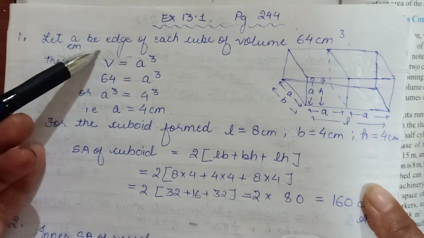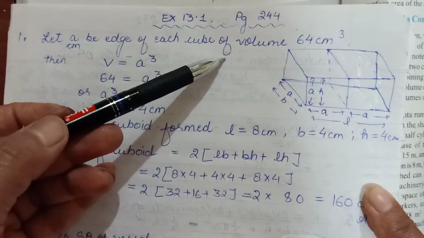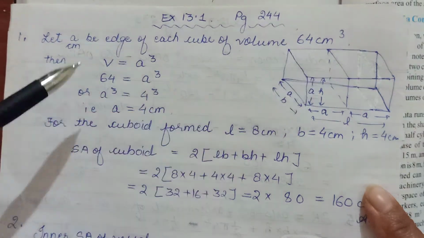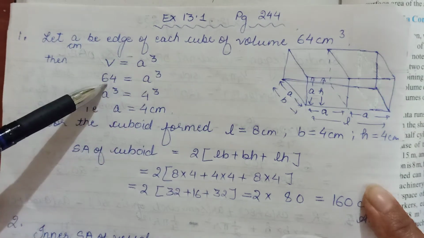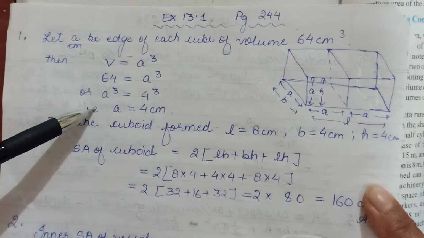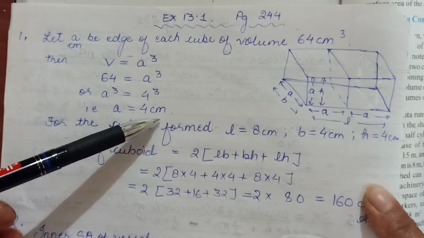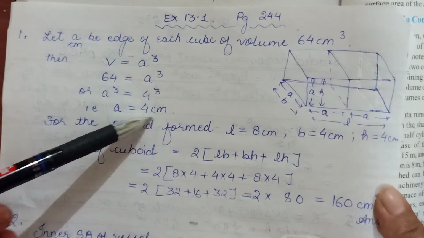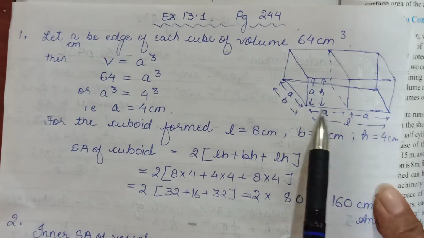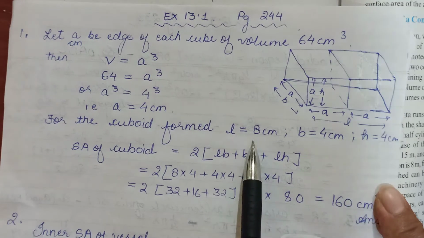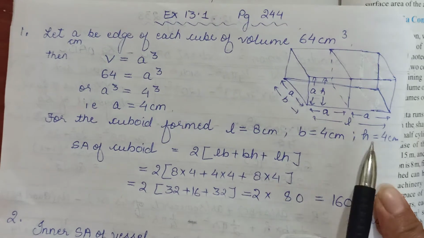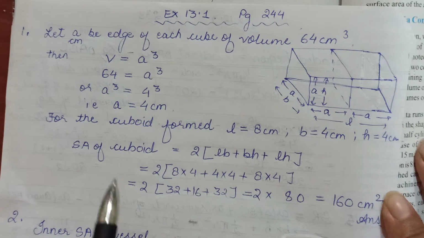So let A centimeter be the edge of each cube whose volume is given to you as 64. Then volume we know is A cube. So 64 would be A cube. That is, taking cube root, A would be 4 centimeters. Now, as I have shown you here clearly, the length will become 4 plus 4, 8. Breadth will remain 4. Height will also remain 4.